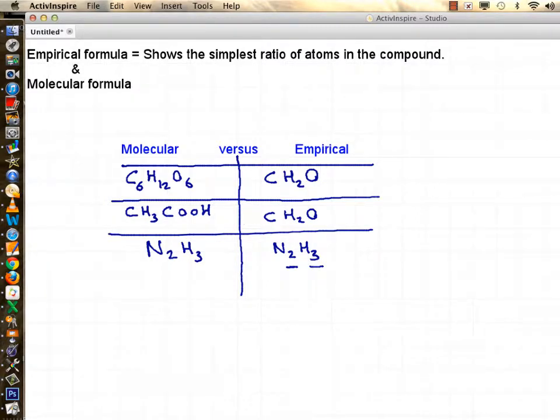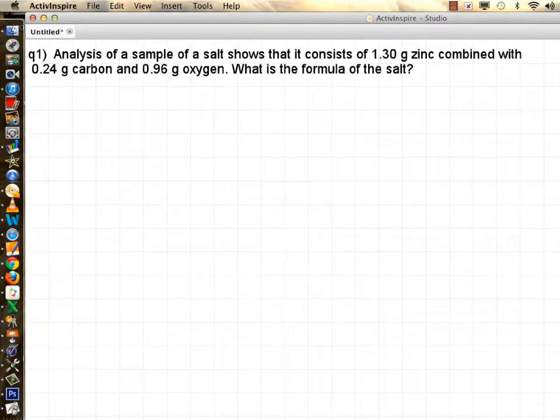Now let's solve one empirical formula question. By the way, empirical always comes from experimental data. In this question, you have zinc, you have carbon, and you have oxygen. They give you masses in grams, and they are challenging you to come up with a formula.